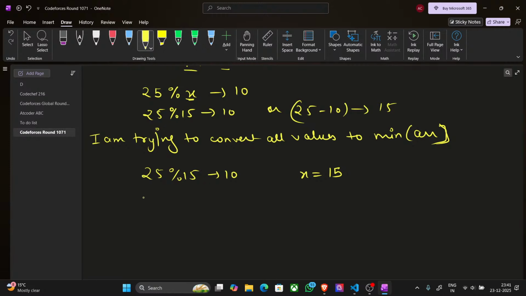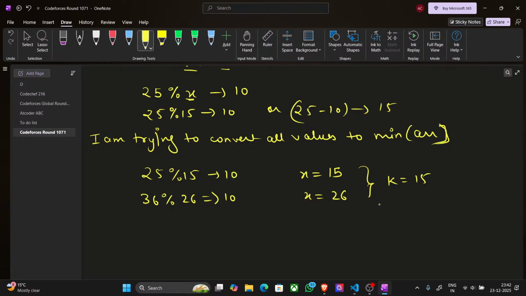Next, if I do 36 modulus 26, it will give us 10 again. Now my x is 26. So what is the maximum k in this scenario? The maximum k is the least value, which is x. So k will be 15 because x is greater than or equal to k in this particular situation.